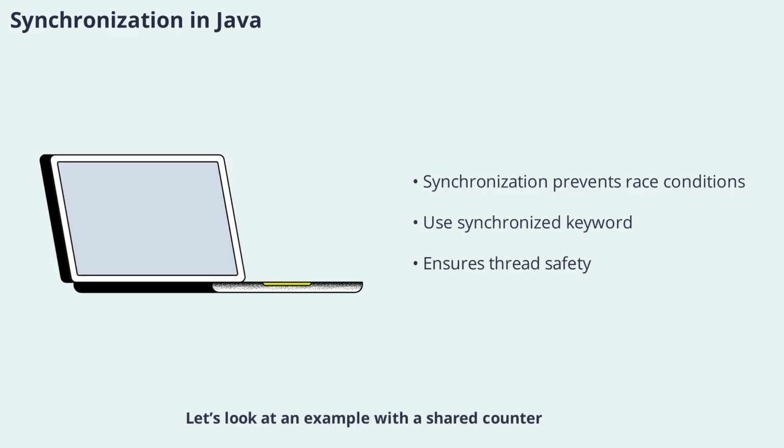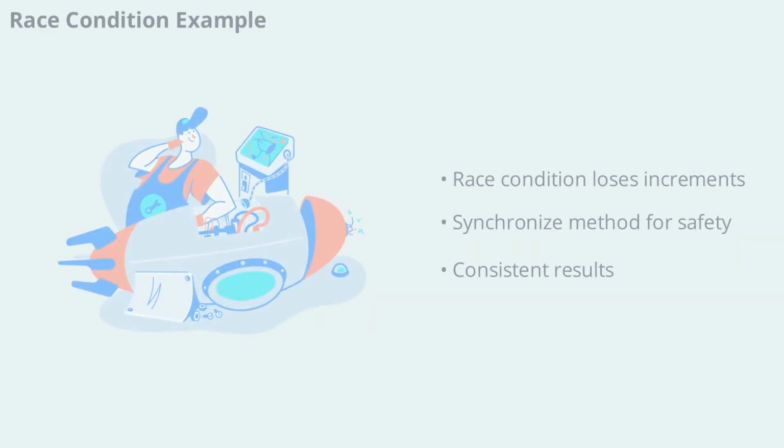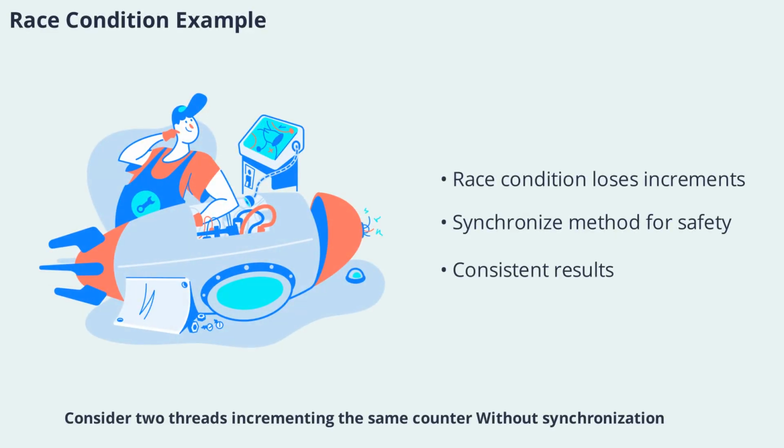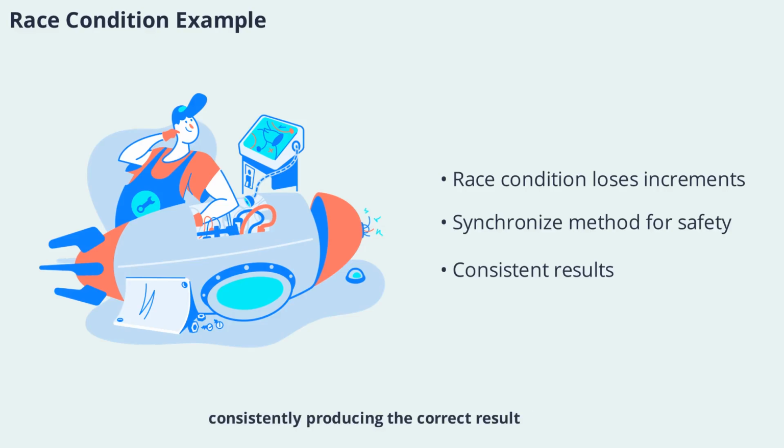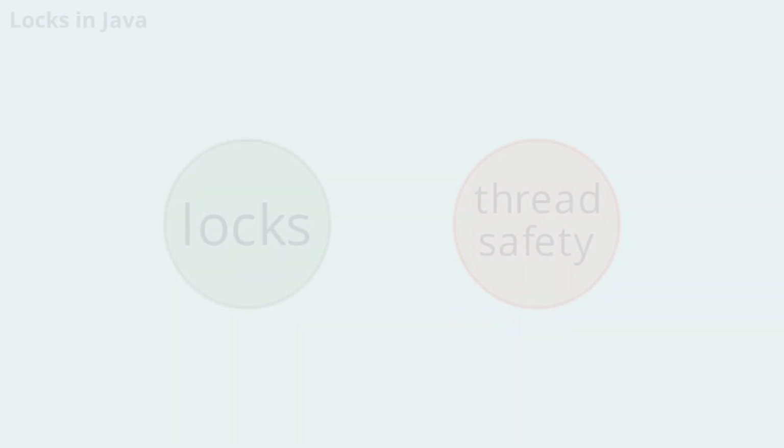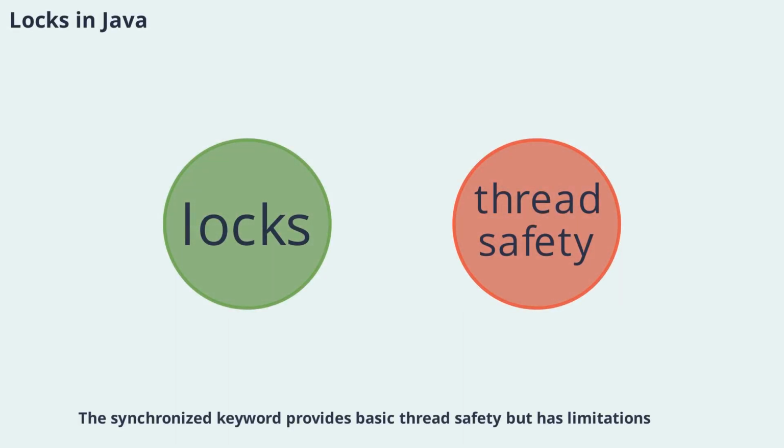Let's look at an example with a shared counter. Consider two threads incrementing the same counter. Without synchronization, the output may not be as expected due to race conditions. Both threads might read the same value, increment it, and write it back, losing one increment. By synchronizing the increment method, you ensure only one thread can execute it at a time, consistently producing the correct result.